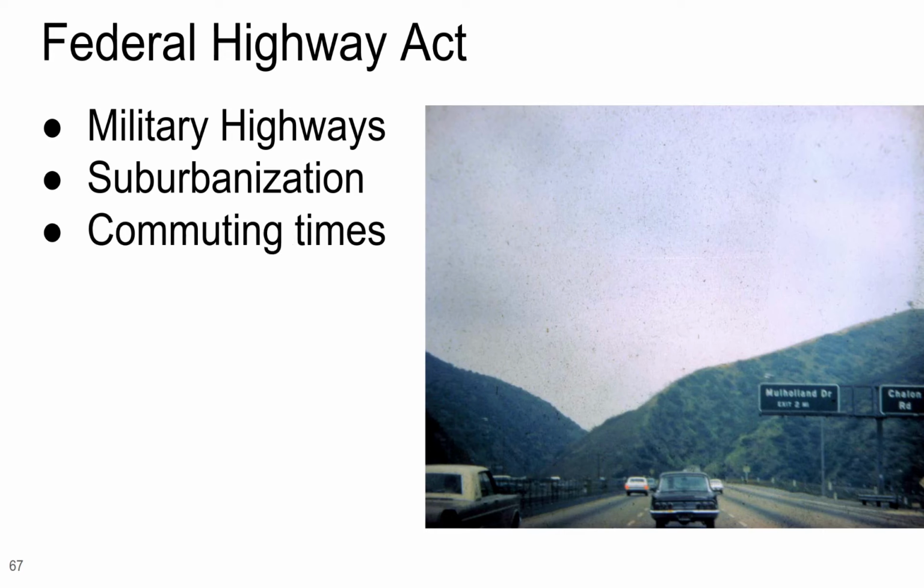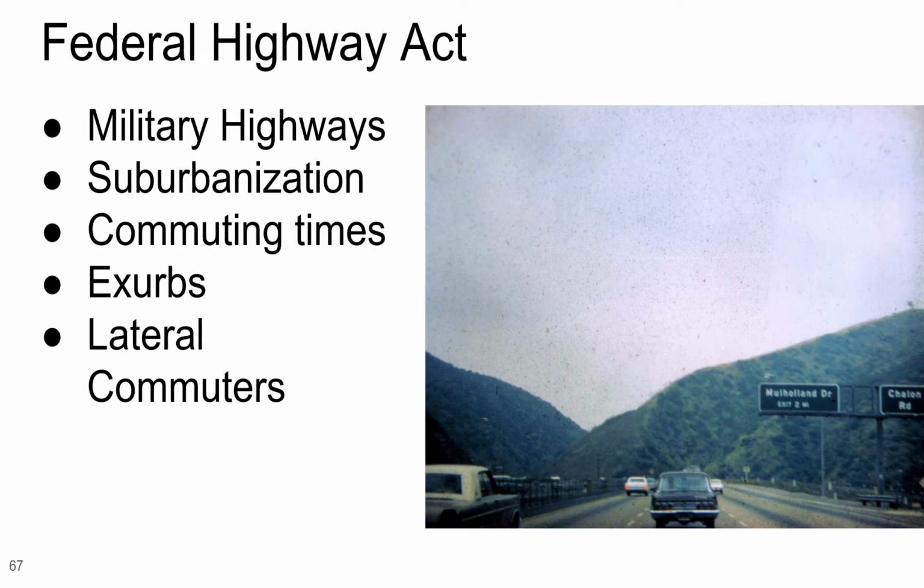Commuting times around an hour, half an hour to an hour is considered an acceptable commute by most people. Exurbs, like I said, suburban. If it's urban, it's a city. If it's not quite urban, it's below that, it's suburban. And if it's not even close, it's exurbs. Lateral commuters are people that are going sideways.